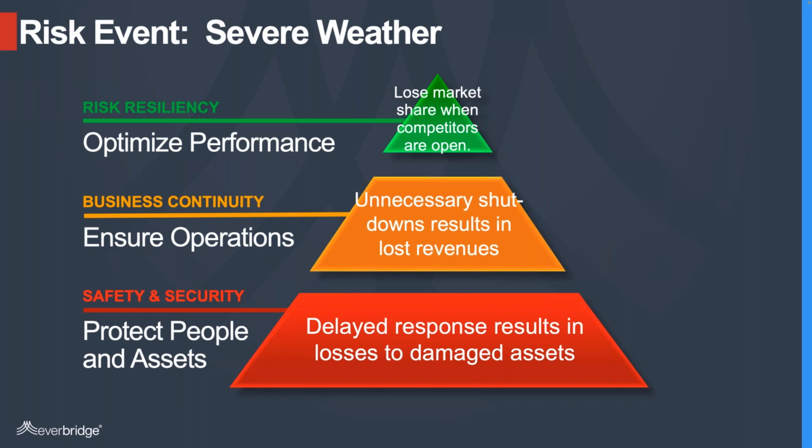From a business continuity perspective, if I need to ensure my operations, unnecessary shutdowns result in lost revenues, right? If I have to shut a plant down because I didn't have this process aligned, I'm going to suffer those types of consequences. And then risk resilient, lost market share because competitors are now taking advantage of me.